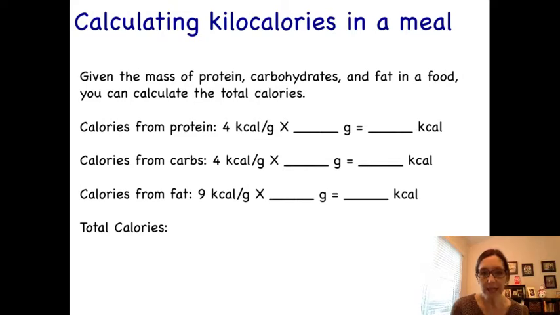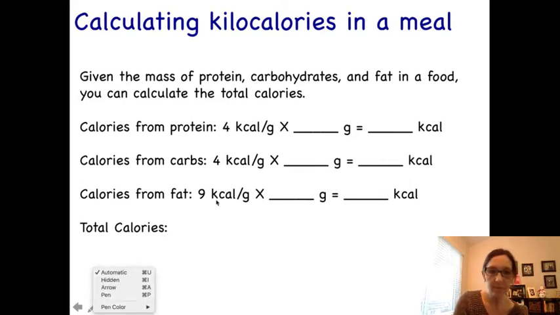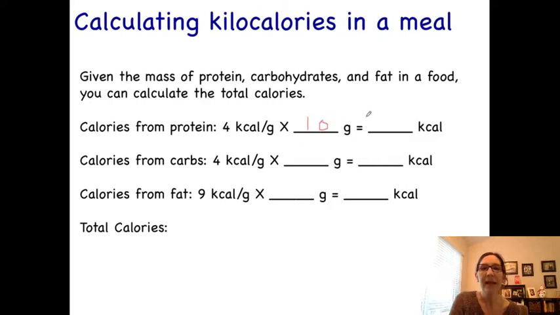If you've got 10 grams, we can figure out the total number of kilocalories by multiplying 4 kilocalories per gram times 10 grams. I'm going to draw this in. 10, and this gives us a total of 40 kilocalories that are coming from the protein.